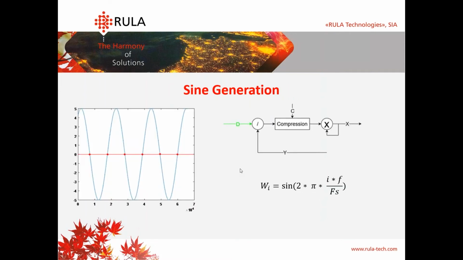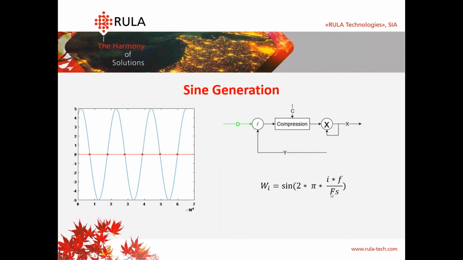Our first step is to generate sine. Here on the right side, you see that we generate our signal at this point of our scheme. And basically, to generate sine, we use the basic formula. Here you see it. To generate a fixed sine with the frequency f and sample rate fs, we use this formula.